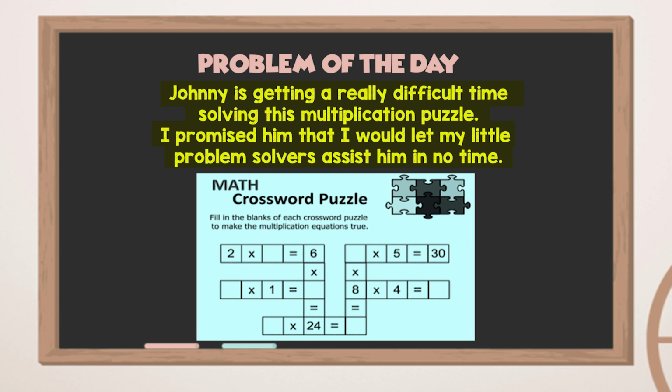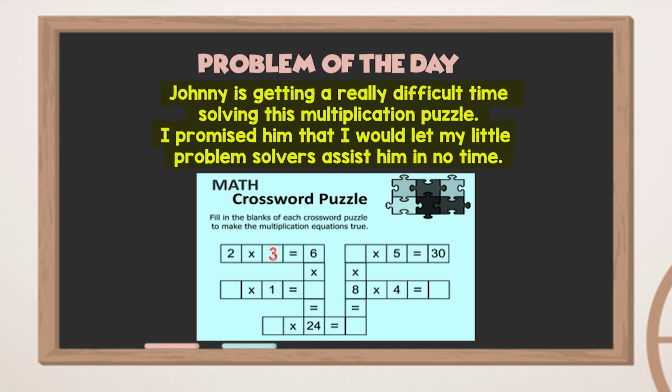Let's see what you have. Let's look at the first part of the crossword puzzle. When we have puzzles like these, we move from the known to the unknown. What multiplied by 2 will give us 6? Yes, 3 multiplied by 2 will give us 6.